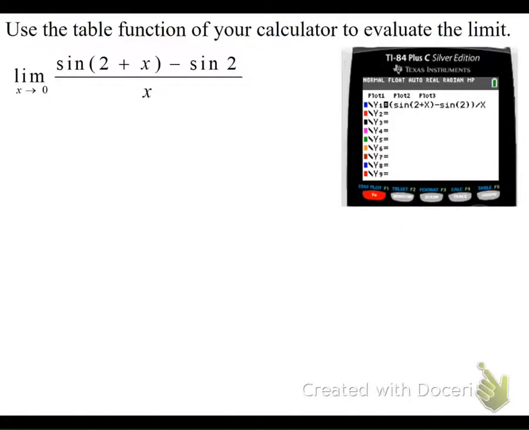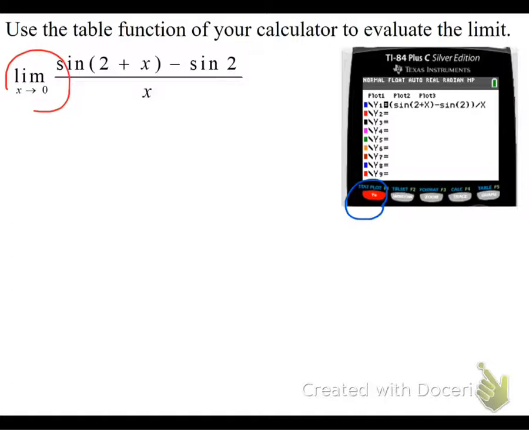Okay, I put it in the y equals screen. The y equals button is in the top left corner right here. Okay, plug it into my calculator. The first thing I'm going to do is just look at the graph and remember that what this question is really asking is, what is the height of my graph when x is 0?